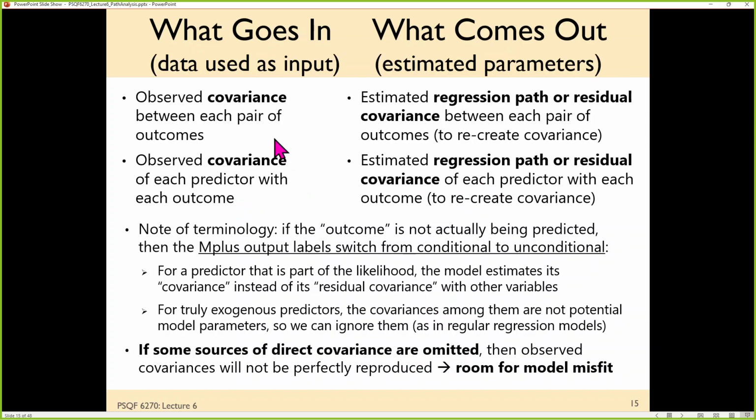So if any direct sources of covariance are omitted, if there's missing pathways between any two boxes, that's where your degrees of freedom come in. You have room to be wrong, and that constraint is testable. How many missing paths you have and whether or not you got it right.